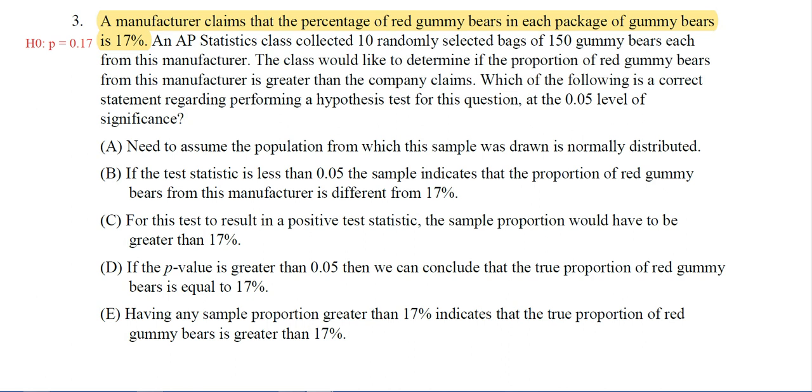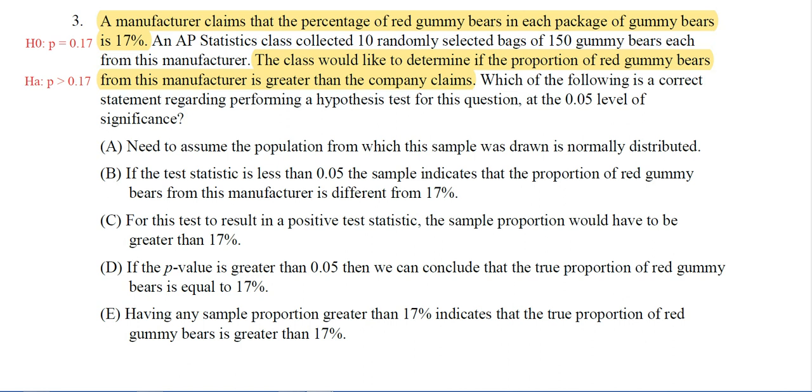Okay. An AP statistics class collected 10 randomly selected bags of 150 gummy bears each from this manufacturer. The class would like to determine if the proportion of red gummy bears from this manufacturer is greater than the company claims. Okay, so this is our alternative hypothesis. In symbols, we would write HA, p greater than 0.17.